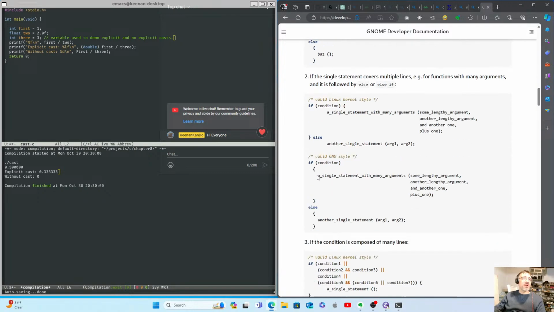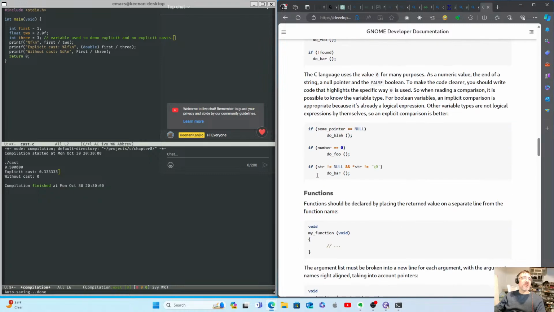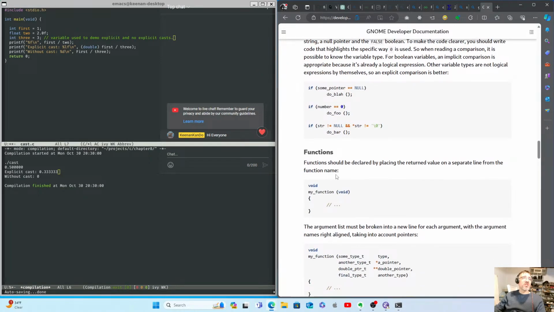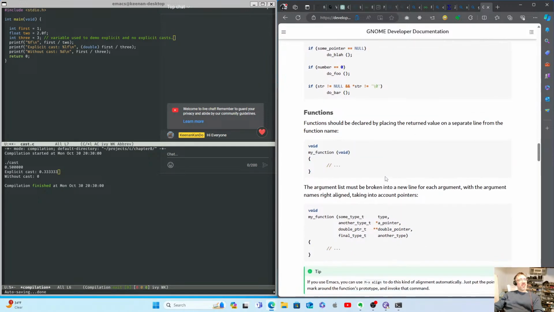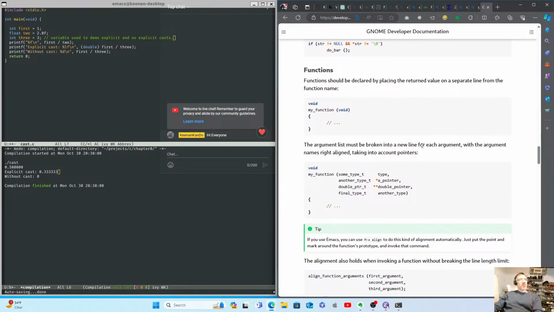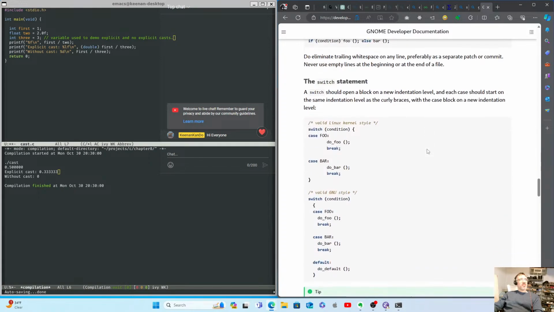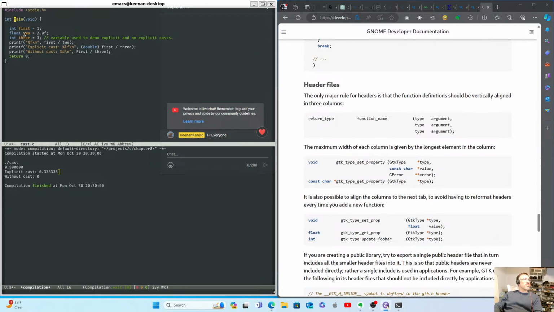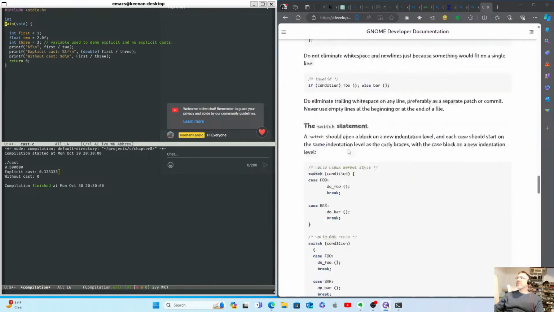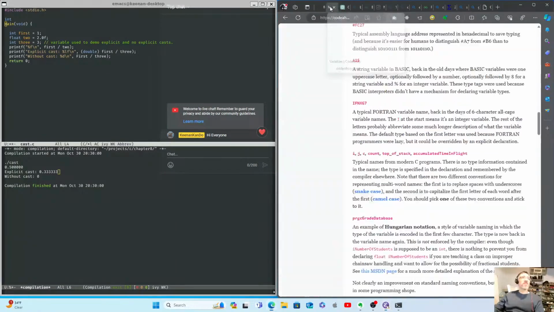And then the naming. Where is my naming? Functions should be declared by placing a return value on a separate line from the function name. Really? Why is that? Very interesting. So like this? Int. And then below that is, I guess, I don't know. I don't know if I'm in love with that. Okay.